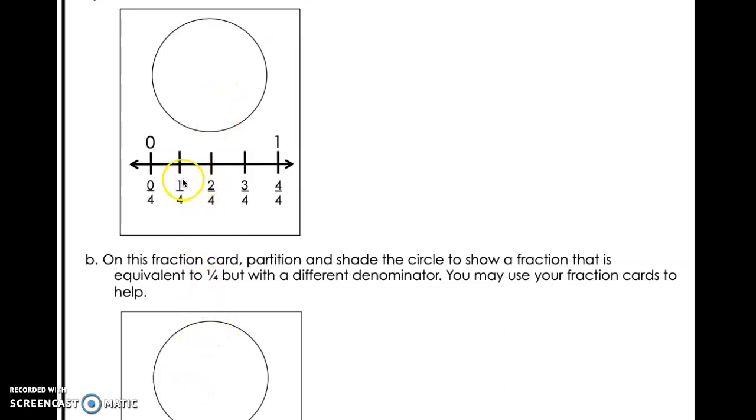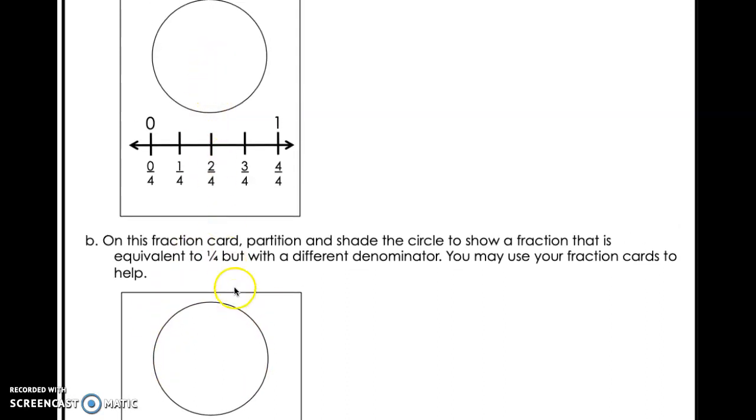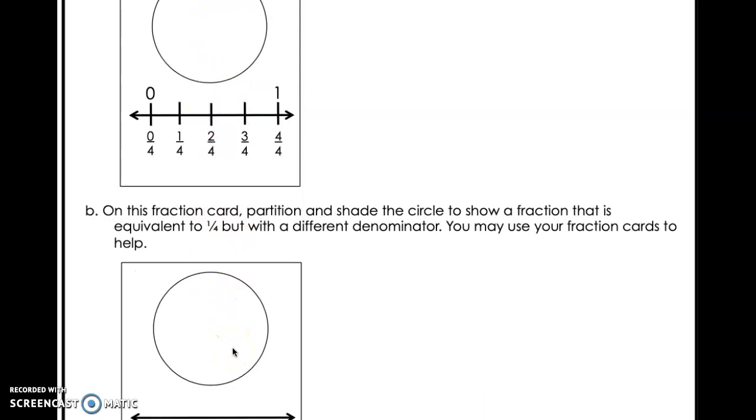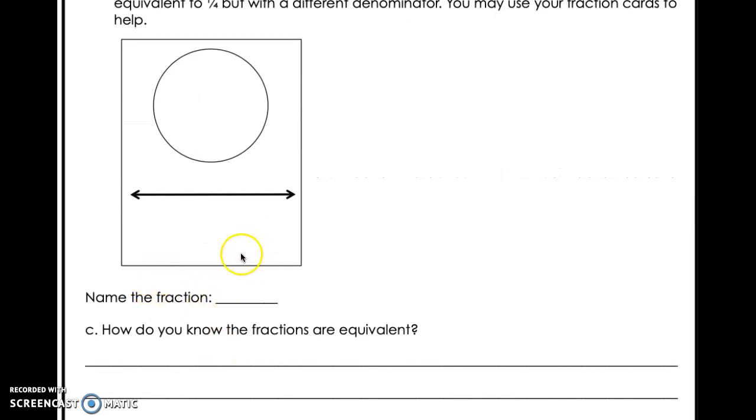And so 1/4 would be the same as 2/8, because if you cut it into 8 pieces, 2 of those would be the same as the shaded. They want them to have the same shaded area. You just cut them differently. Okay? Now you name your fraction. So if you did 8s, you would write 2/8 here.